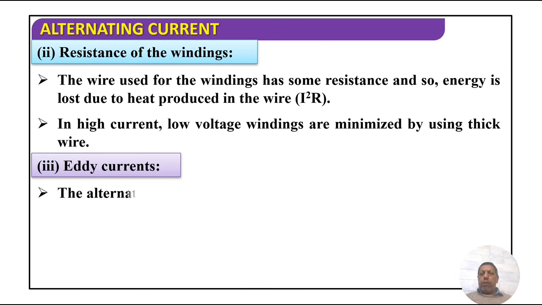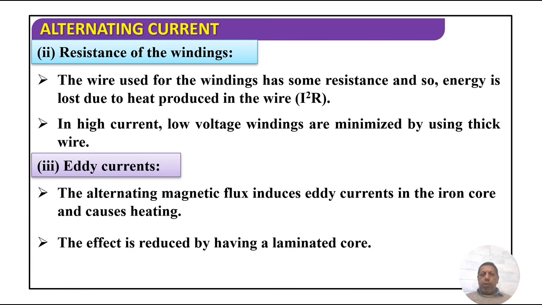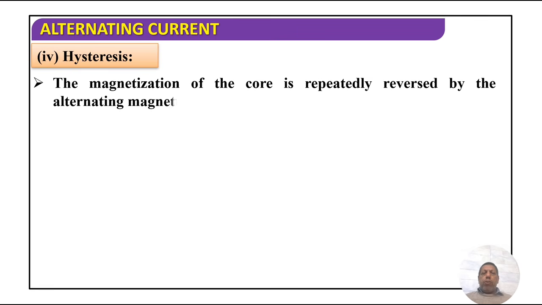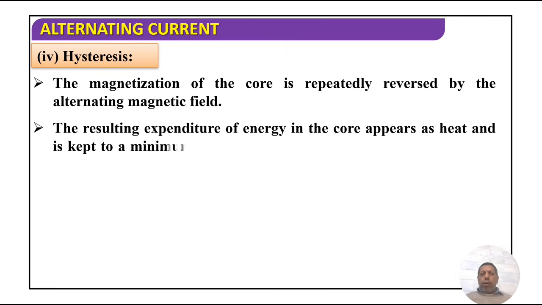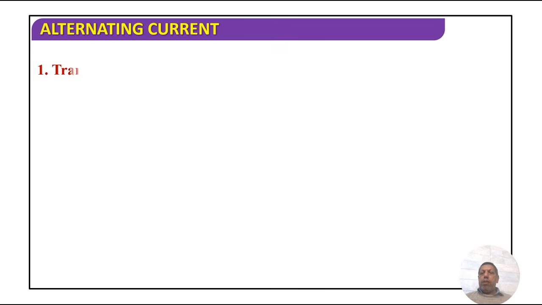Then eddy current losses. The alternating magnetic flux induces eddy currents in an iron core and causes heating. The effect is reduced by having a laminated core. Then hysteresis. The magnetization of the core is repeatedly reversed by the alternating magnetic field. The resulting expenditure of energy in the core appears as heat and is kept to a minimum by using magnetic material which has a low hysteresis loss.